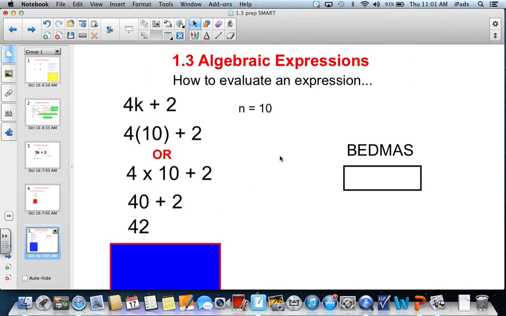So our original expression was 4k plus 2. We said that the variable equals 10, so we put the 10 in. 4 times 10 is 40, plus 2 is 42. So to evaluate that expression, 4k plus 2, with the variable being 10, we get 42.